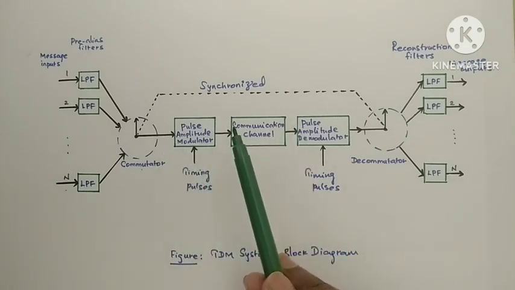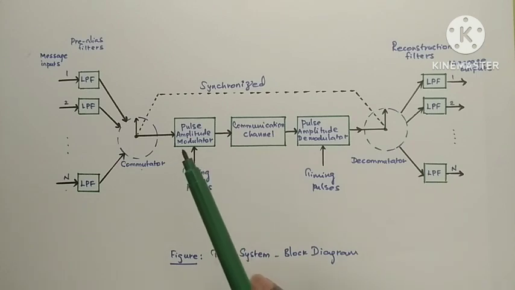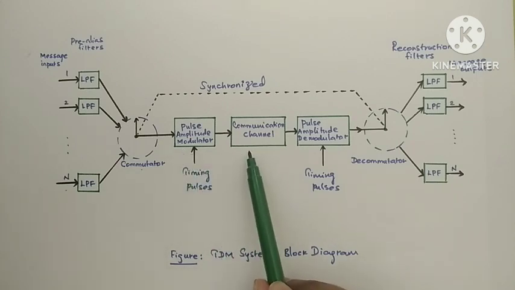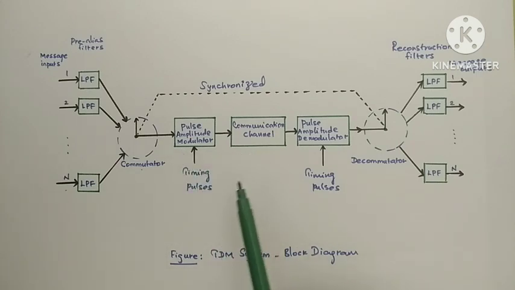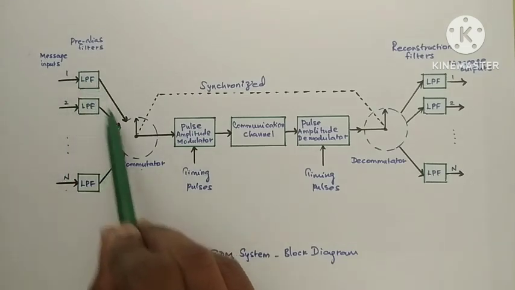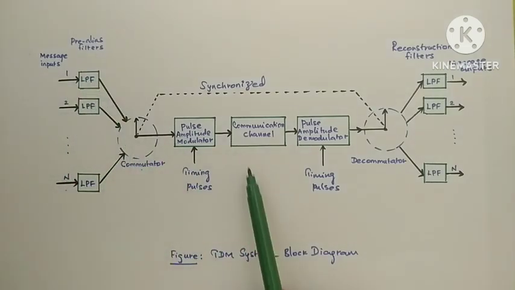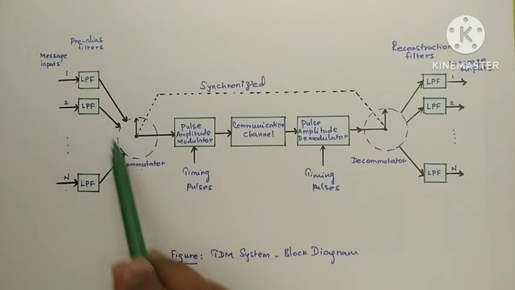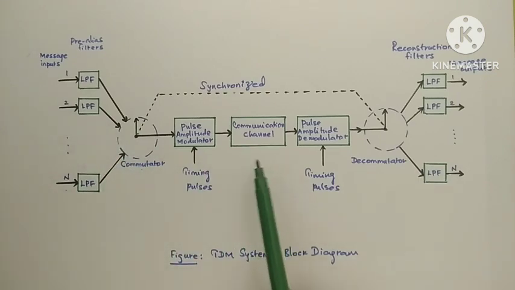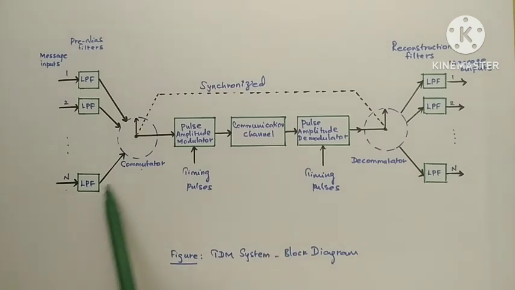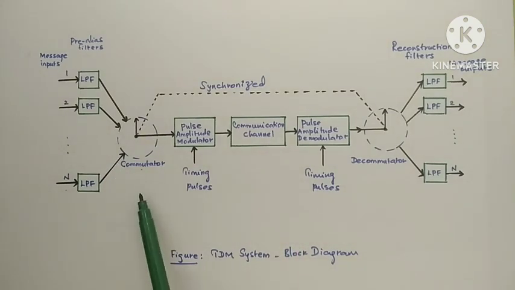Each signal is sampled as per the sampling theorem. So here, what is the sampling interval between the pulses of the same signal? For the first input, the sampling interval is Ts. For the second input, the sampling interval is Ts. For n inputs, the sampling interval is Ts. For the same message signal, the spacing between the pulses is Ts, but the spacing between the adjacent samples is Tx.